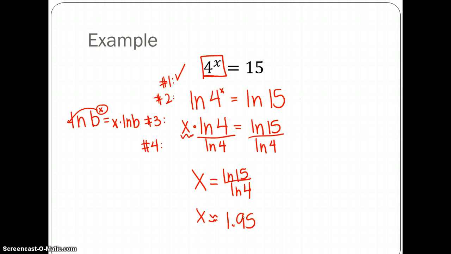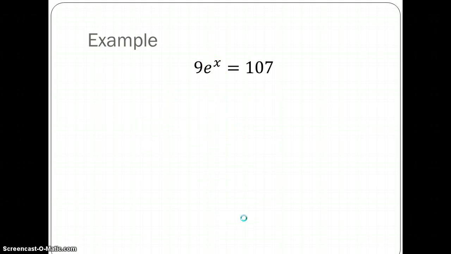So let's look at slightly harder versions of the same kind of problem. So 9 e to the x equals 107. So again, something that's not going to work out nice and evenly, but if we go through our steps, step 1 is isolate. So what you want to say to yourself, okay, what's the base on my exponent? There's not two pieces to my base here. The base on my exponential portion is e.